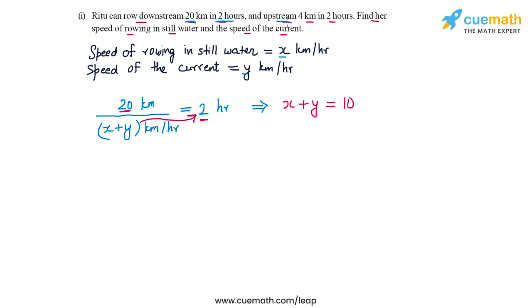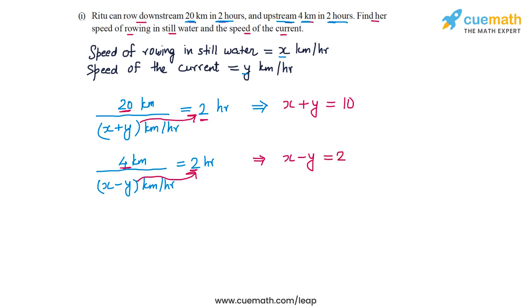Similarly, when Ritu is rowing upstream, she can row 4 kilometers in 2 hours. So the distance is 4 kilometers, the speed when she's going upstream is x minus y kilometers per hour, and the time is again 2 hours. This will give us our second equation in x and y. Again cross multiply x minus y to this side and divide 4 by 2, and that will give you x minus y is equal to 2. So now we have obtained two linear equations in x and y. Now all we need to do is to solve this pair and get the values of x and y.